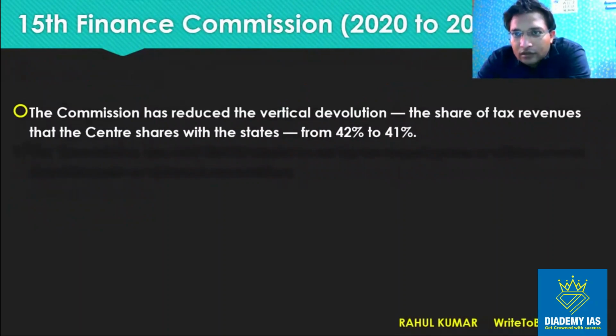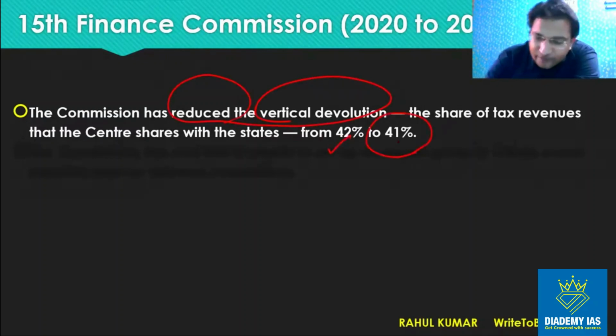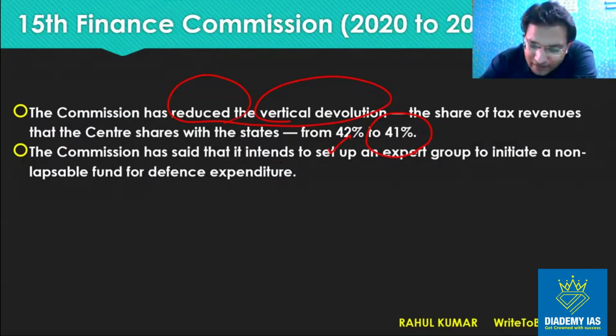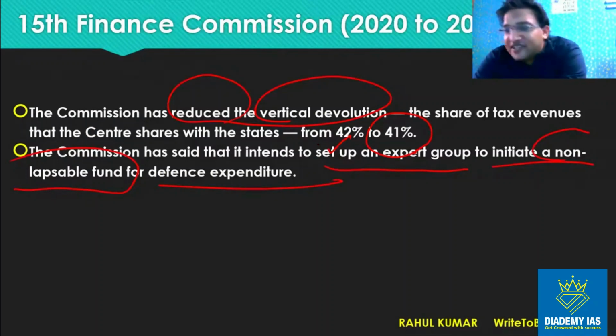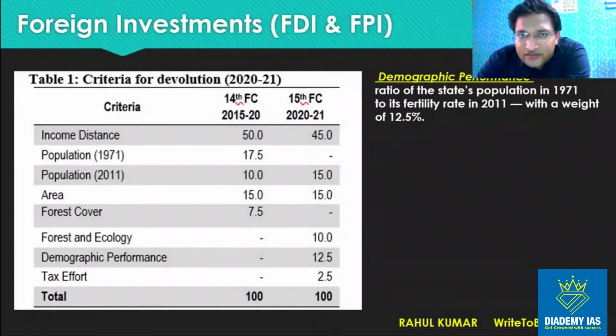Now, this commission has reduced the vertical devolution from 42% to 41%, right? कम किया है इसने. And this commission has also recommended that we should set up an expert group to initiate a non-lapsable fund for the defense expenditure, right? So we should have the defense expenditure fund as a non-lapsable. Now this is the criteria for horizontal devolution.